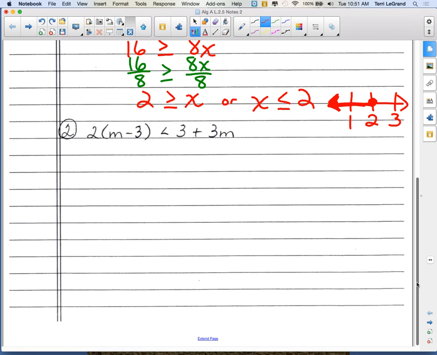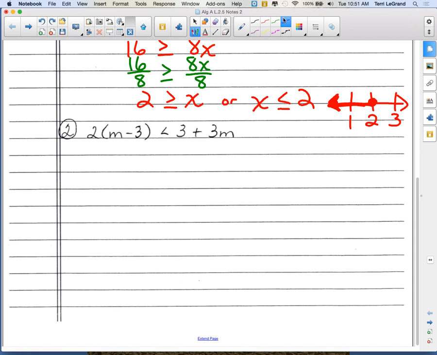Okay, any questions on that one? Or do we practice another? Okay, how about number 2? You ready to solve? No, we need to simplify it. Well, how are we going to simplify this? What needs it? We need to do distributive property.